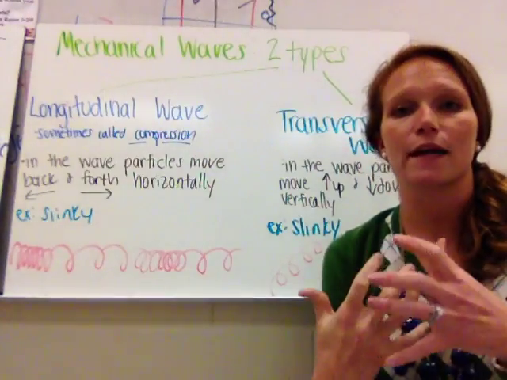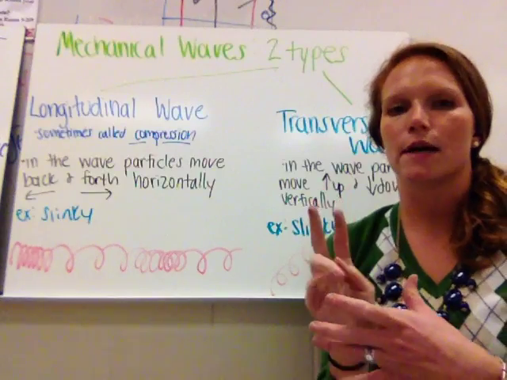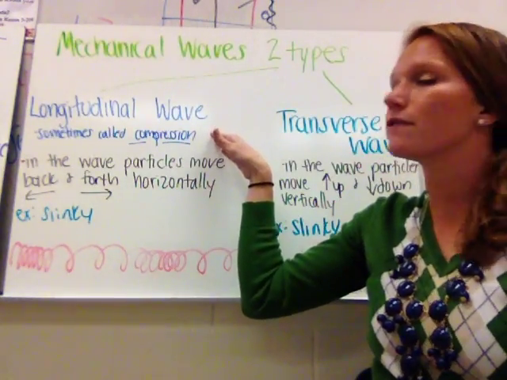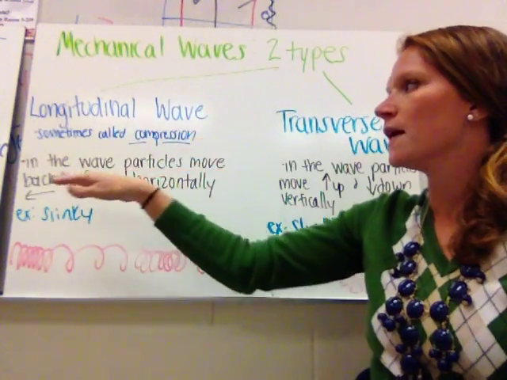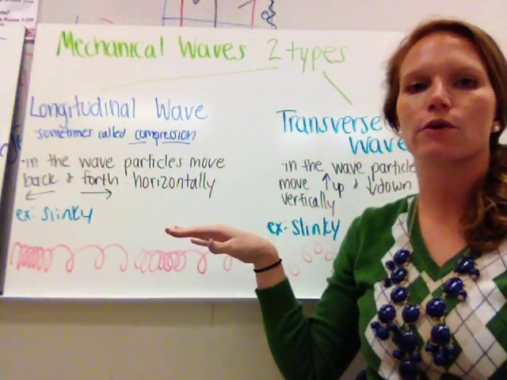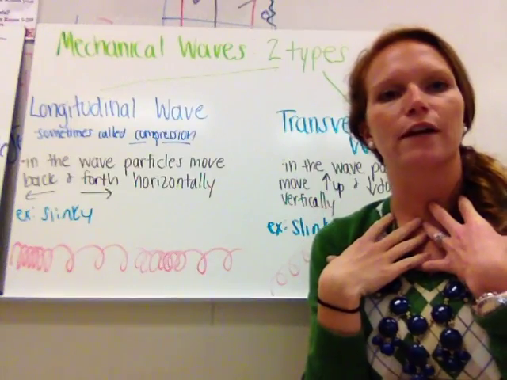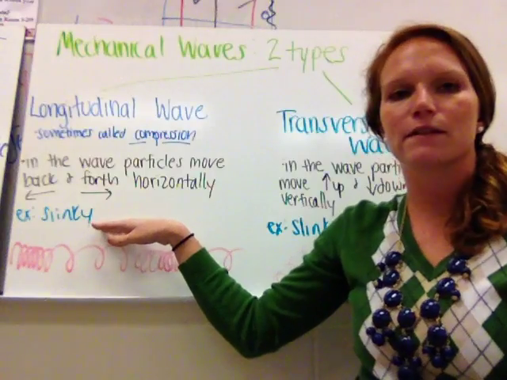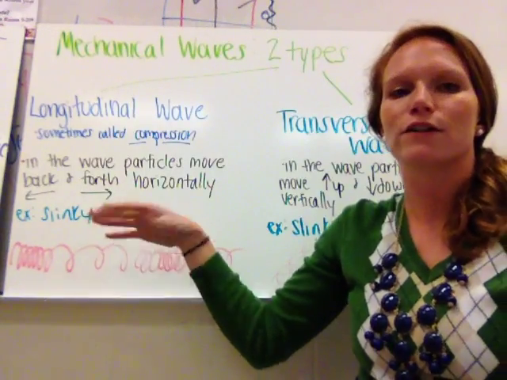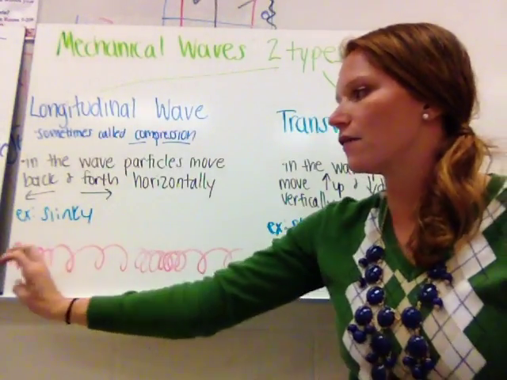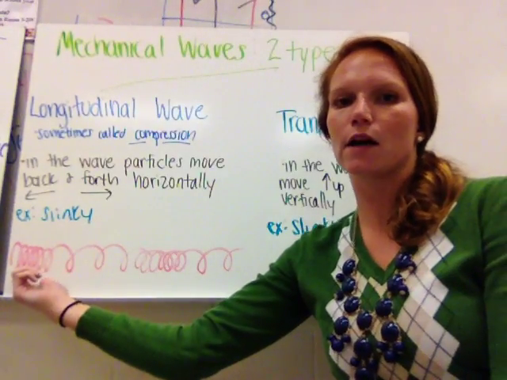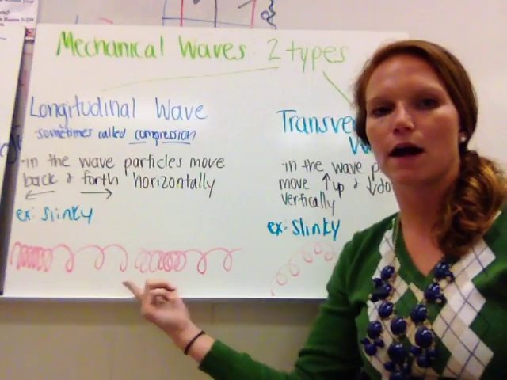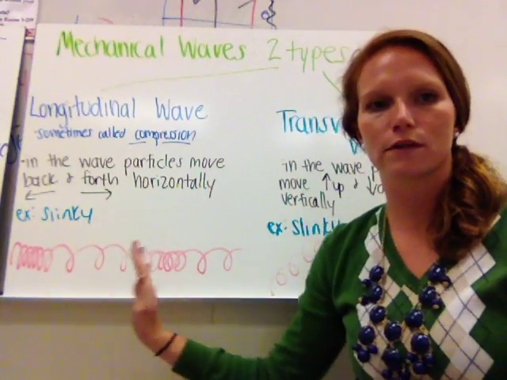So talking more about mechanical waves, there's going to be two types of mechanical waves, and that's based on their shape. The first one is a longitudinal wave, sometimes called a compression wave. In the wave, particles move back and forth horizontally. So if a longitudinal wave were to hit me right now, I would move back and forth horizontally. You can think of this best example like with a slinky or any sort of spring. The rings of the slinky compress close together, then spread out. Compress close together, then spread out. Moving back and forth horizontally.